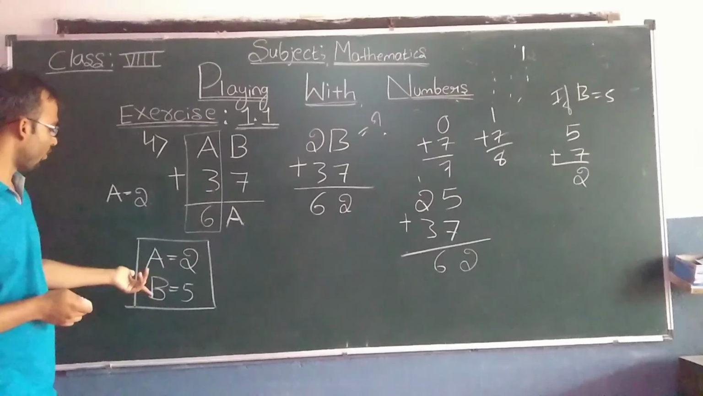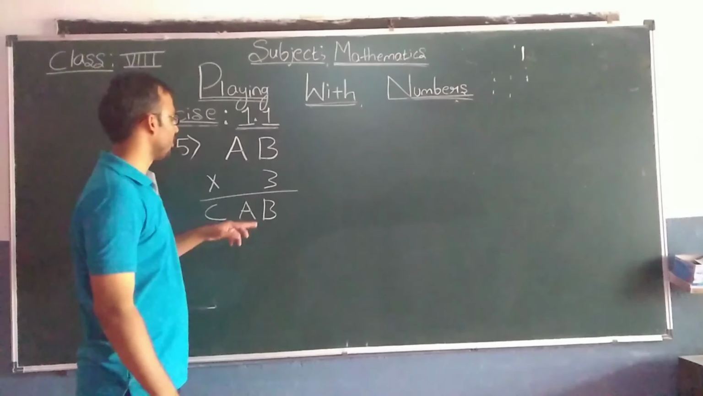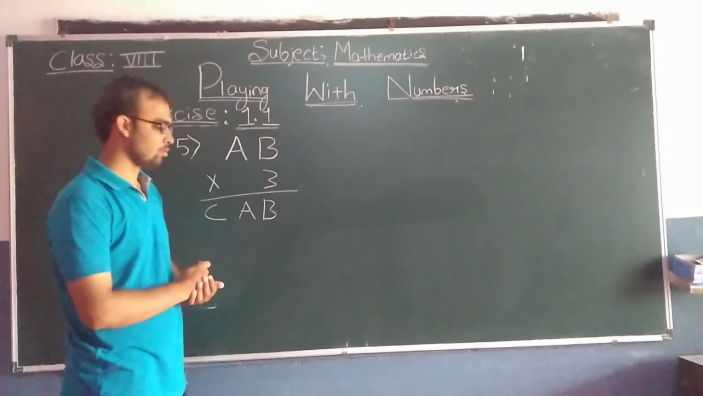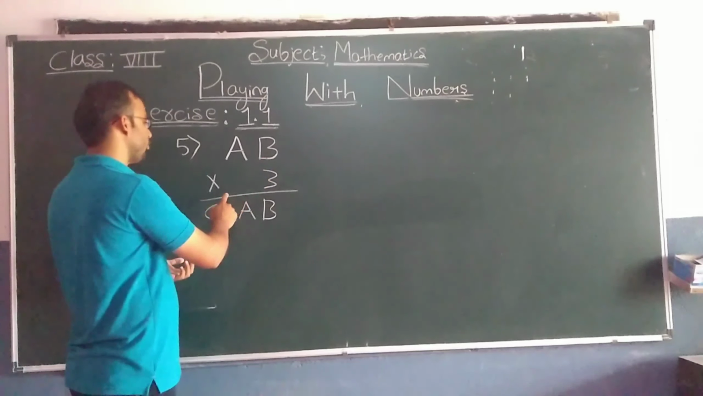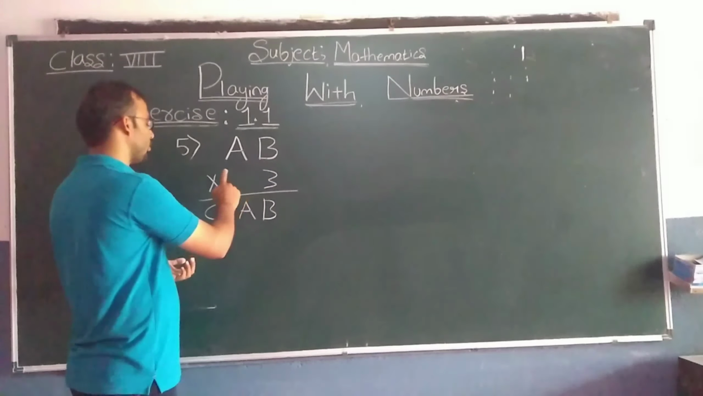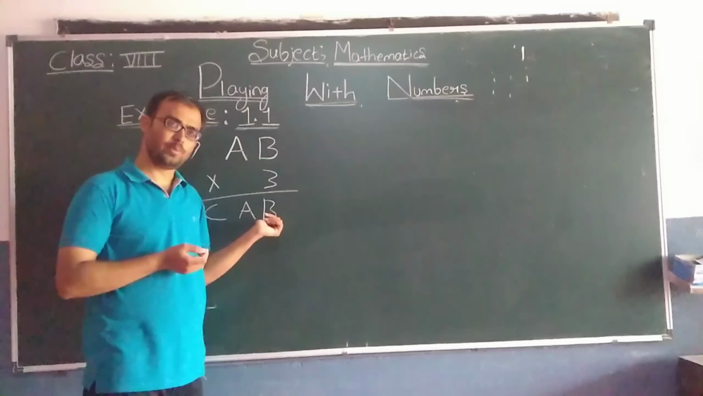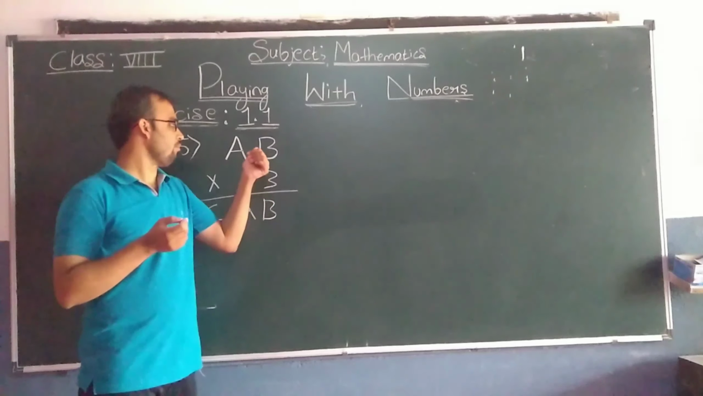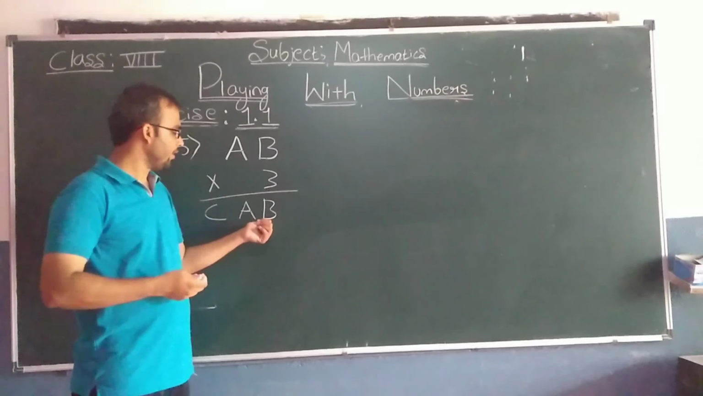So we have got the value of a as 2 and b as 5. Let's solve the fifth question. Here there are 3 unknowns, so you need to find the value of a, b and c. When we multiply ab with 3, we have to get cab. So we need to take the value of b such that when we multiply b with 3, we get b only.